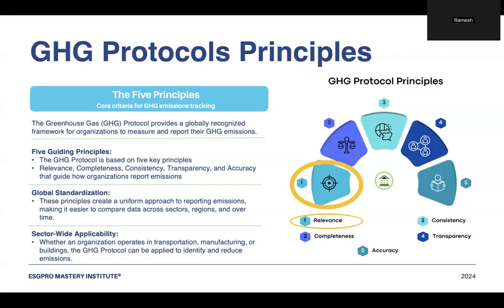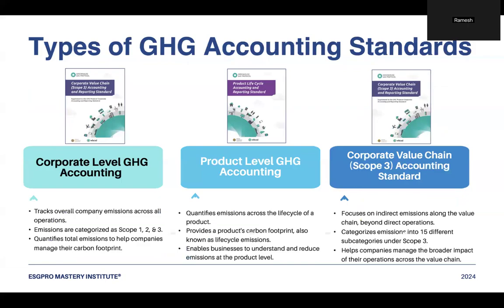Okay, Suman, sorry. Can you go to the previous slide? Just a question. If a company is going for GHG accounting, they want to publish, do they have the choice to do only partial, or do they have to do all 3 accounting, like corporate level, product level, and value chain?